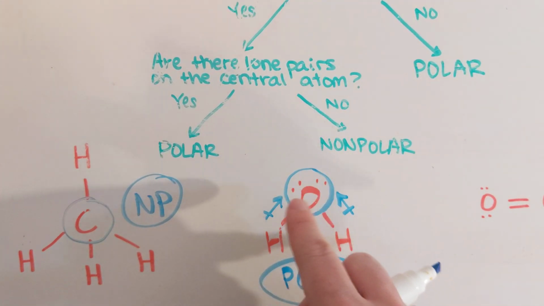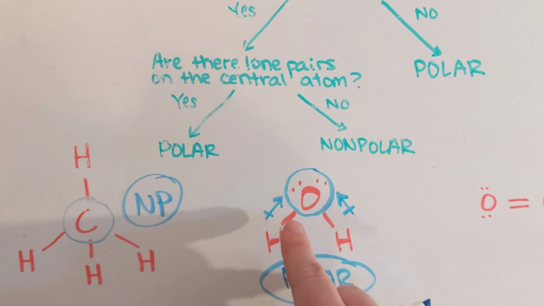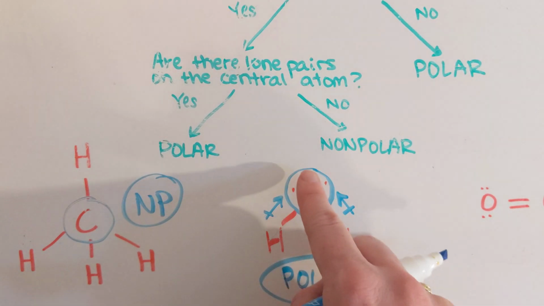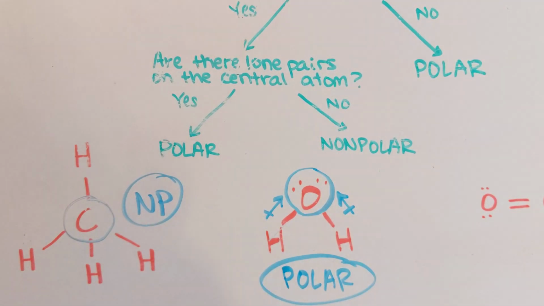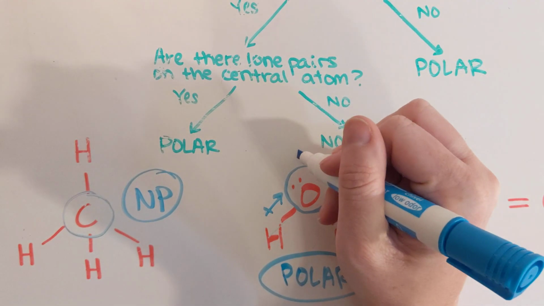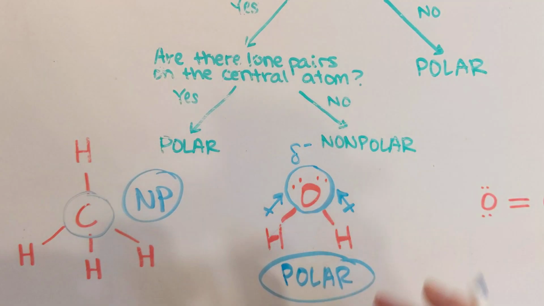Higher number, that's literally all I looked up. Bigger number here, smaller number here, pulls it towards it. So oxygen hogs all the electrons, and that makes oxygen slightly negative.